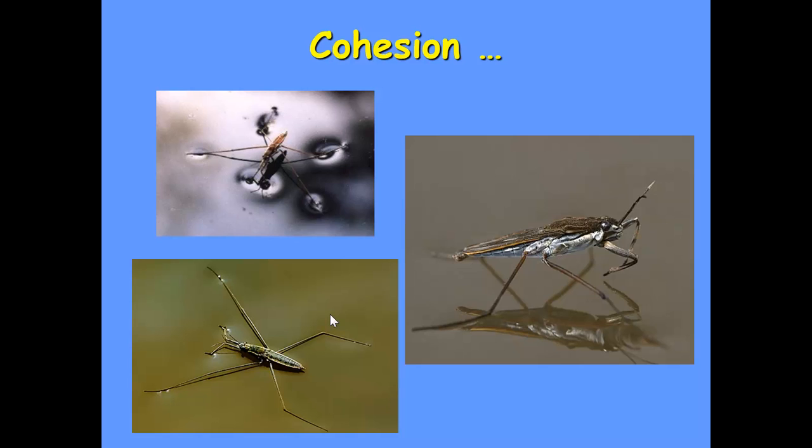So here's an example of cohesion in action. You get water on a lake or a creek, and you have bugs that are actually able to walk on the water.